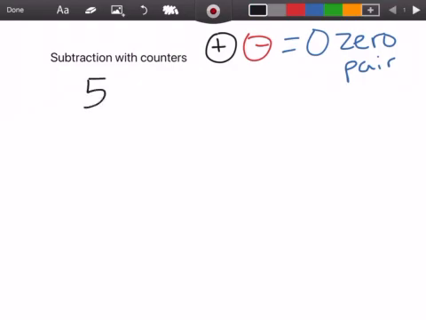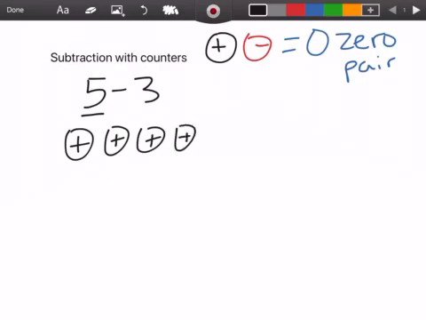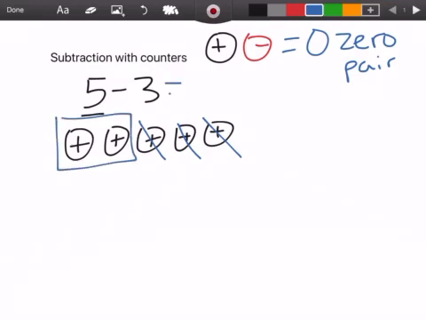So as an easy example, let's just do two positive numbers. Okay, so we are starting with 5 positives. And my problem is telling me to take away 3 positives, subtract 3 positives. So I can do that. I can go 1, 2, 3. I've taken those away. What I'm left with is a positive 2, so that's my answer.